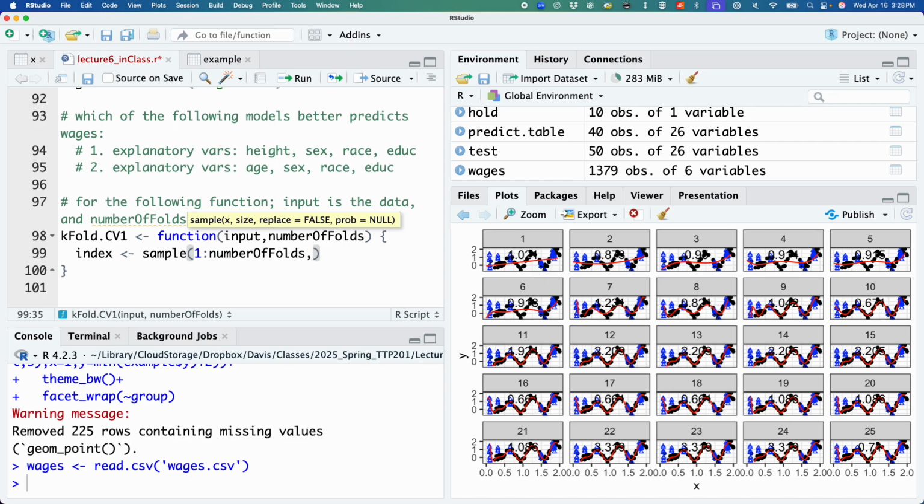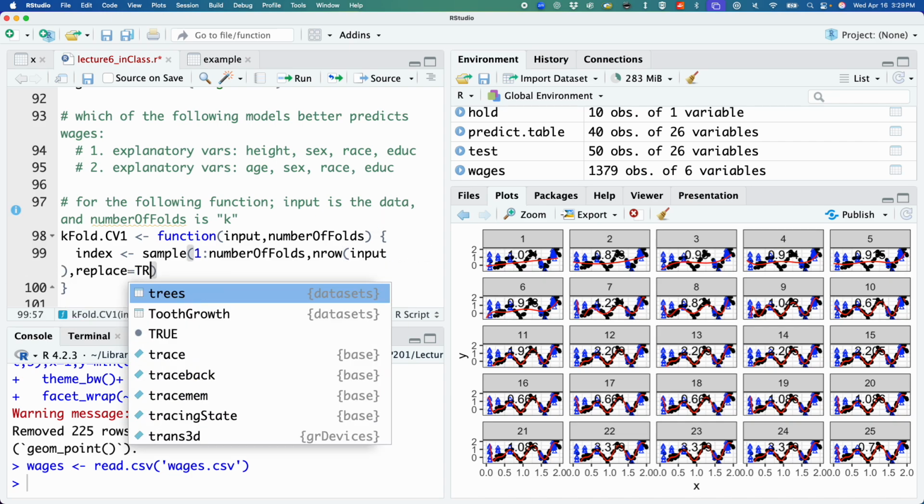Your length, your input? Yes. So n row of inputs, or input. N row instead of length. Length is for a 1D vector, whereas the input is like a table, right? It's a 2D, it's a data frame. Yeah.